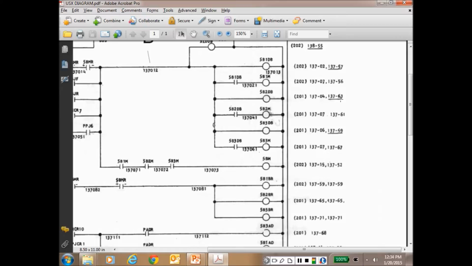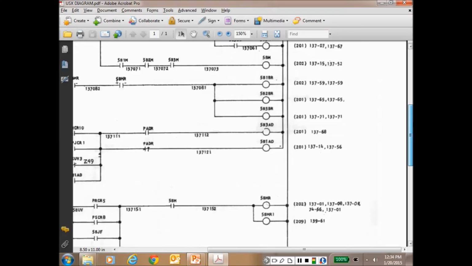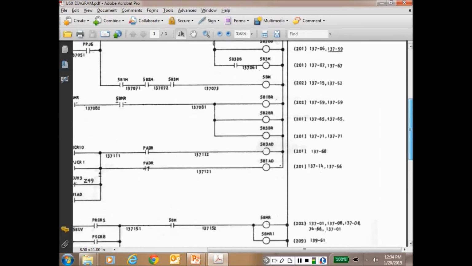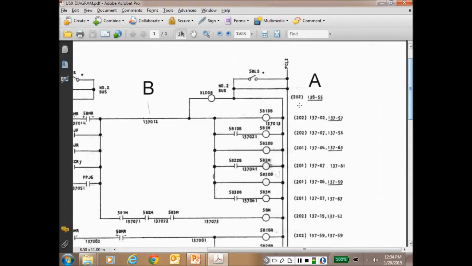This is 137.63, which I don't have line 63, but we would be looking for what? Notice this one is underlined, this one's not. So not only does it tell you where the contacts are at, it gives you the name of the relay. So here are the names of the relays up here at the top.